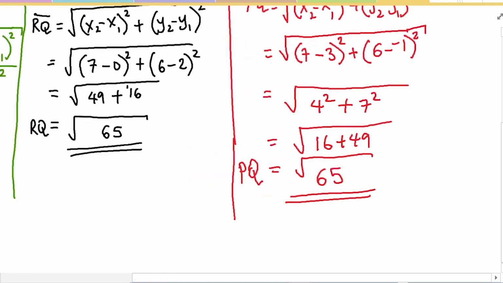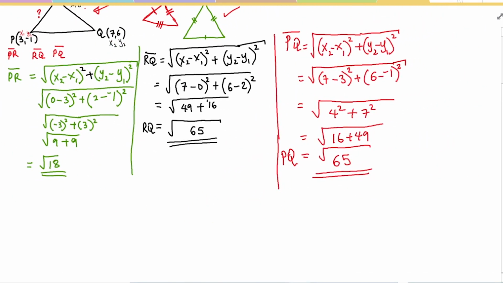So we have gotten the three sides right there. As you can see, this is our PR, so we have the length of PR, we have PQ, and we have RQ. If I may redraw that triangle up there, this is how it would look like. So let me redraw it down here.